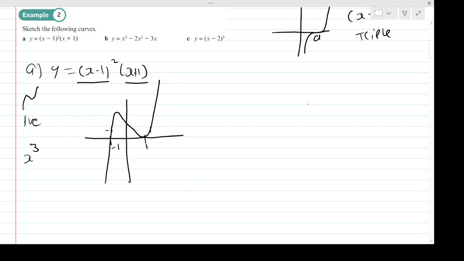And the y-intercept then, that's when x is 0. If we put x is 0, y is going to be minus 1 squared, 1. That'd be 1. So that is my y-intercept.